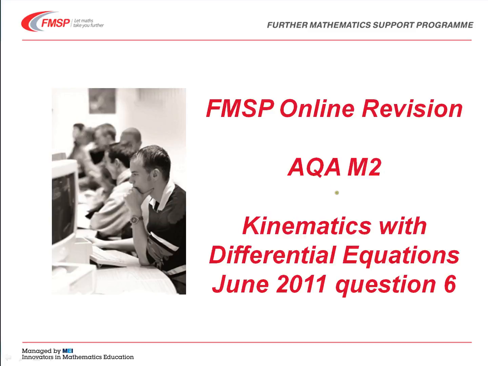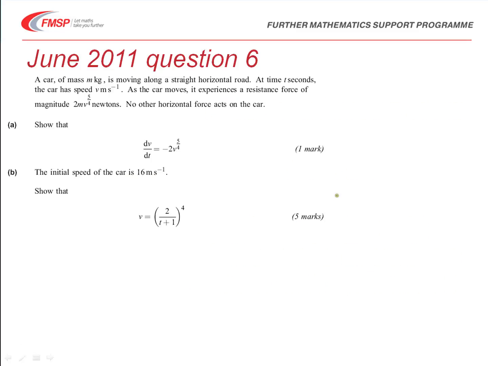Well, welcome to this online revision session for AQA M2, in which we'll be looking at the June 2011 question 6, which is on kinematics involving differential equations. As you can see in this question, we have a car of mass m moving along a straight road, and at time t it has a speed v.